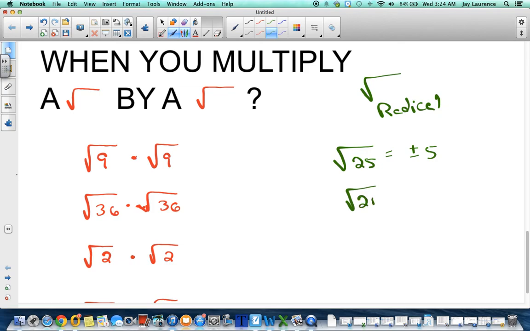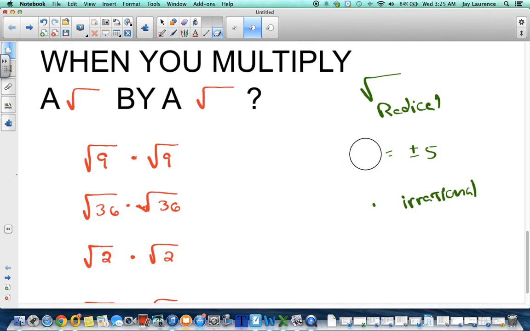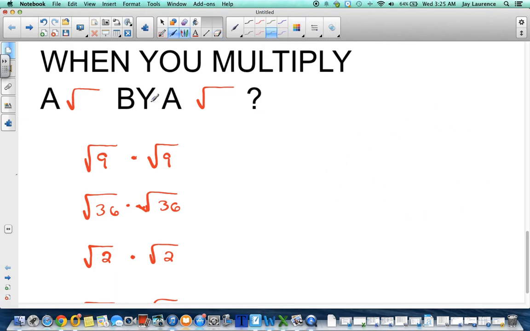We can guesstimate them. 21 is not a perfect square. And this number is actually called irrational. Yeah, it's just like pi, that very famous irrational number. As a decimal, it goes on forever without repeating. There is no number times itself that equals 21. But what happens when you multiply a radical times a radical? Well, let's check it out here with something easy.